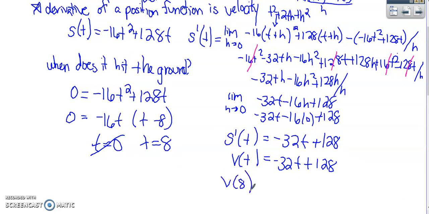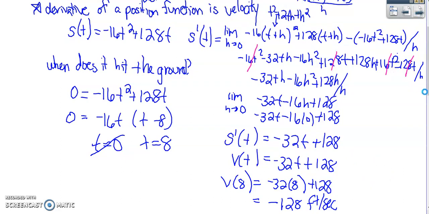What is the velocity at 8 seconds? Negative 32 times 8 plus 128. That is negative 128 feet per second. Now, why is it negative? It's negative because it went down, right? So 128 feet per second is the instantaneous velocity of that debris. Pretty cool. You can tell I like math when I talk about these problems.